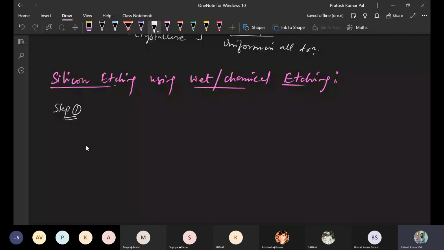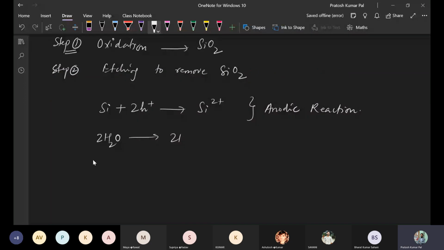So another one is H2O, that will break into two H plus ions plus two OH negative ions. This is called the cathodic reaction. So from here, Si plus 2OH minus will form Si(OH)2, and now this Si(OH)2 will form SiO2 plus H2.